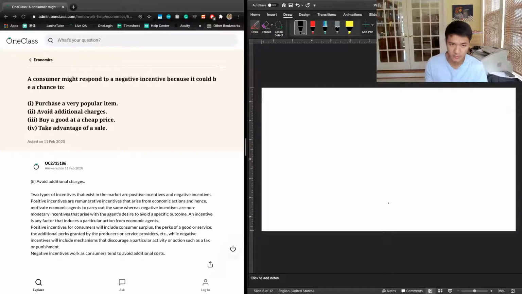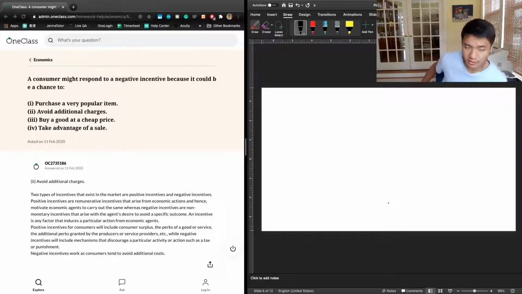One is purchase a very popular item. So that seems more like something unrelated to a negative incentive. A negative incentive is something we want you to purchase less of, not more of. 2 says avoid additional charges. And so this might be the case. It might be that if you buy a good, the negative incentive will charge you additional money. And so the negative incentive makes you change your behavior so you avoid that additional charge. And so that's a good way of looking at it. So it might be 2.